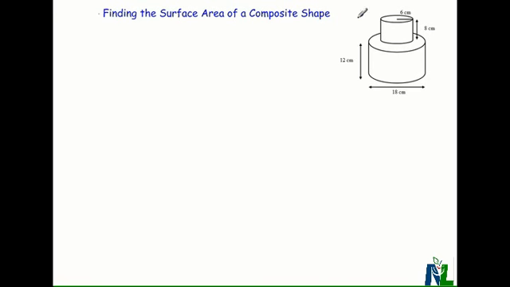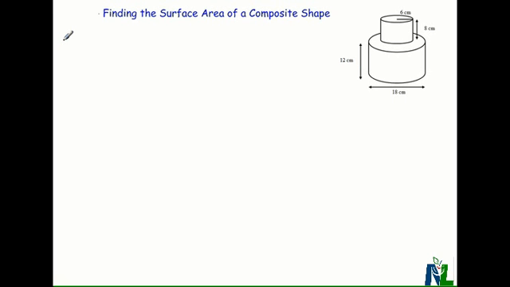In this lesson, we are going to calculate the surface area of a composite shape. In grade 8 math, we learned how to calculate the surface area of rectangular prisms, triangular prisms, and cylinders. For this example, we have two cylinders, one small cylinder stacked on top of a larger cylinder. So we need to calculate the surface area of both cylinders and subtract the overlapping areas.